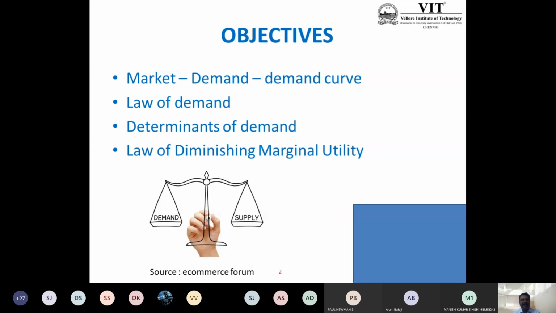Law of demand, determinants of demand, law of diminishing marginal utility, all that is supposed to be the subject matter of today's lecture. Since we spent some time on feedback and other matters, we will be talking only about what is demand, the definition of demand, and stop here. Maybe Monday we will cover the remaining PPT, because we cannot cover it in 15 minutes. Then I have to rush. I don't want to do that. So today we will be talking only about what is demand and then stop.